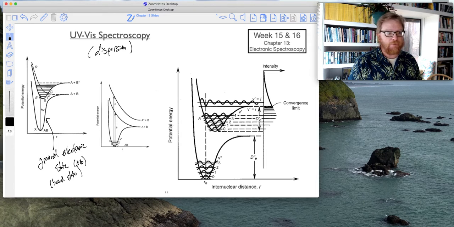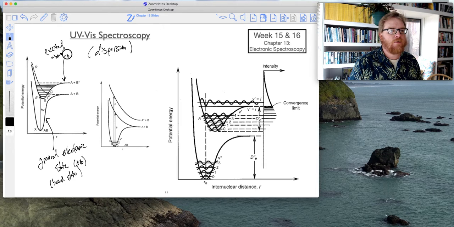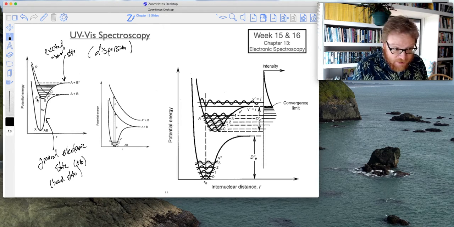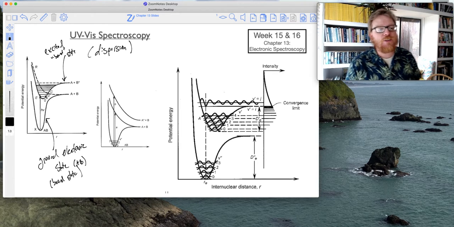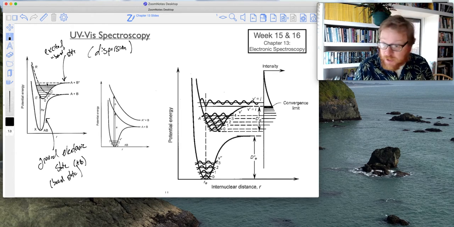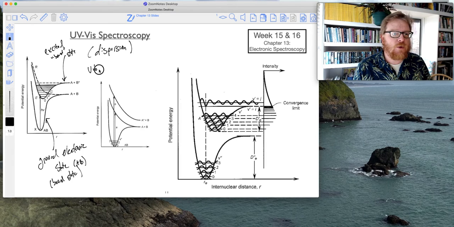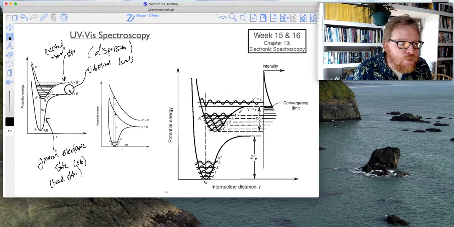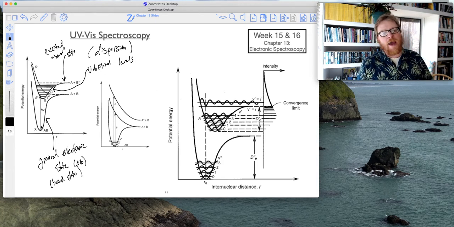This ground electronic state. And then what I'm showing you in this diagram, here we have an excited bound state. And I'll just say bound, because we can see it has a minima, right? And you can also see there's various vibrational energy levels. Okay, so we'll say vibrational levels. We can also view, and of course I could also put vibrational levels in this ground state as well, right?